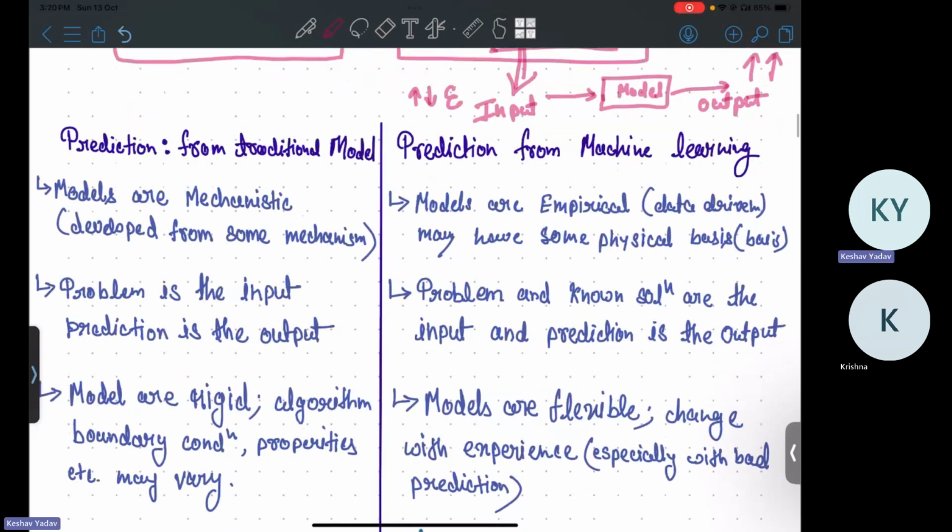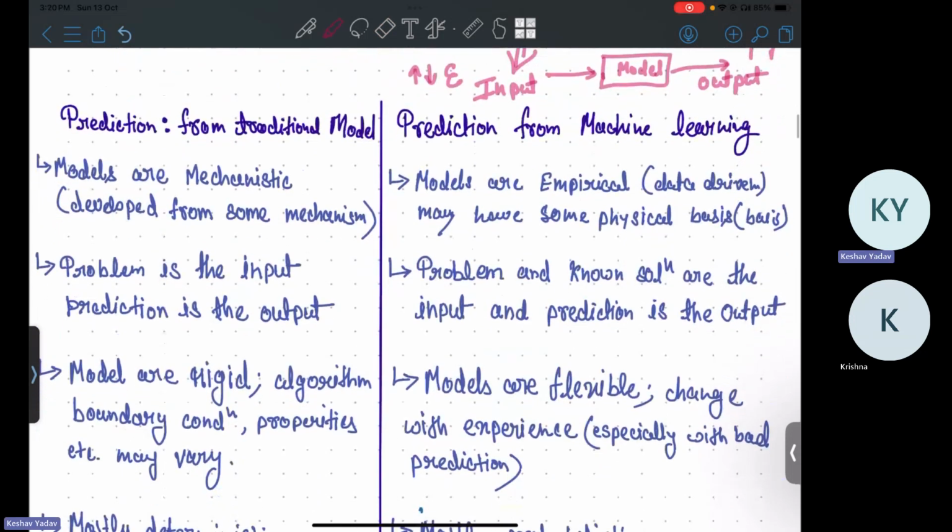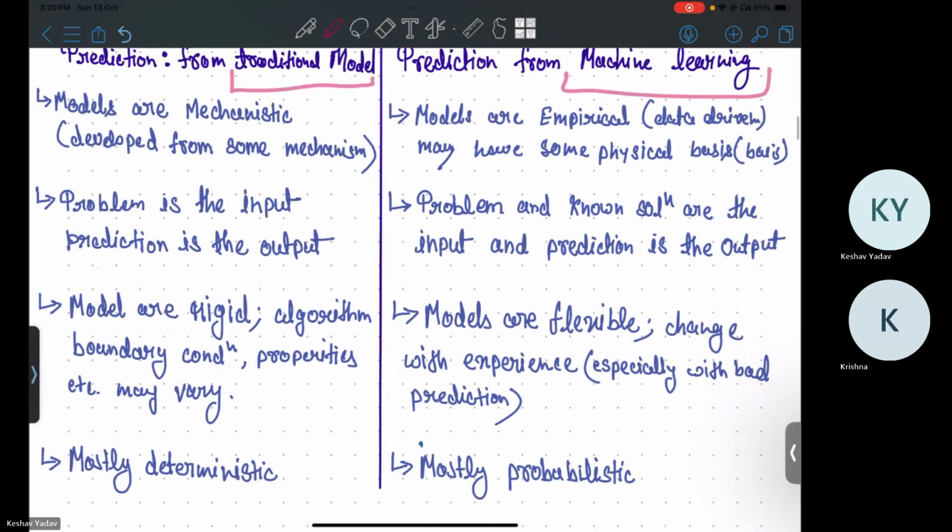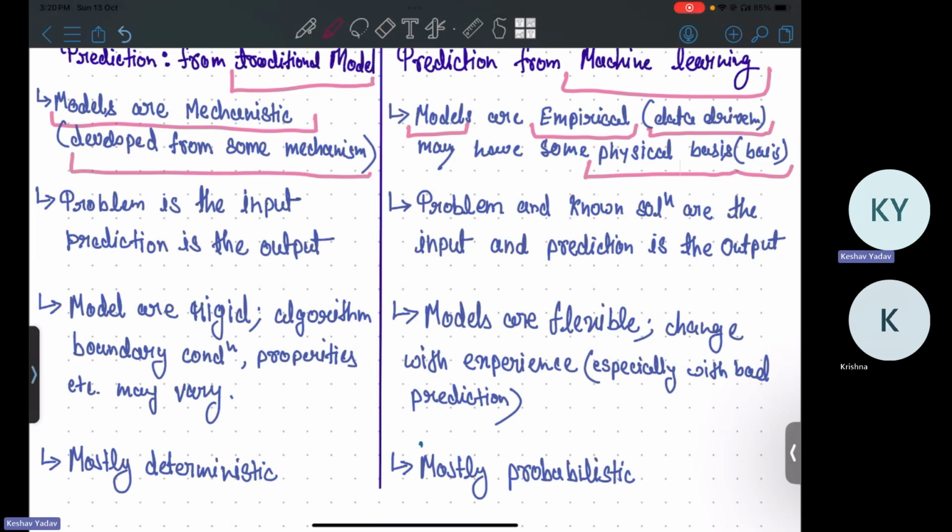So what is the difference between the prediction from a traditional model and a prediction from machine learning? Traditional models are generally mechanistic, meaning they are developed based on some mechanism. While the models in machine learning are empirical in nature, meaning they are data driven, derived from the data. They may have some physical bias, but they are mostly data driven.